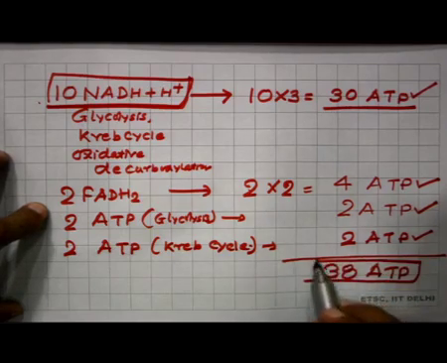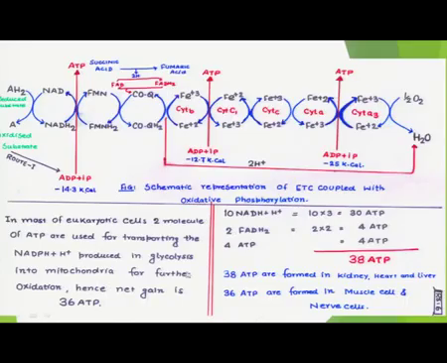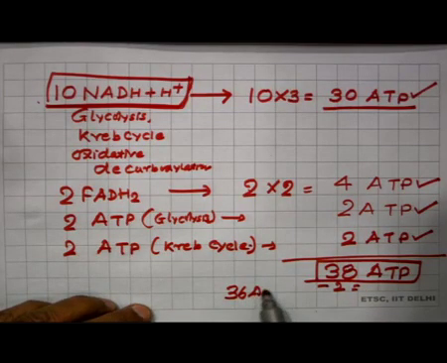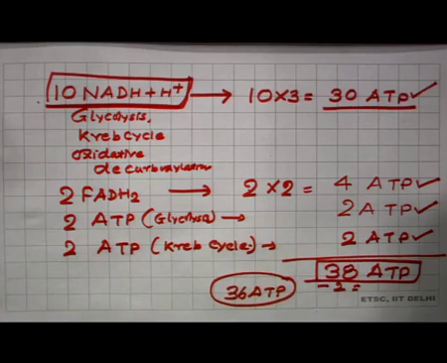So, when one molecule of glucose is oxidized, it gives 38 ATP. This 2 ATP is used in transporting the NADH into the mitochondria. So, 38 minus 2, the total is 36 ATP is formed. So, it is also said that 38 ATP are formed in kidney, heart and liver, and 36 ATP are formed in muscle cells and nerve cells.